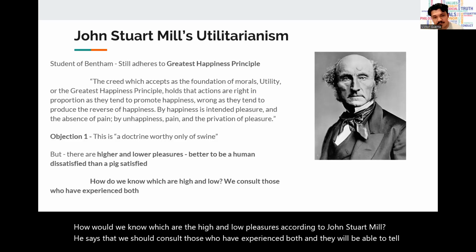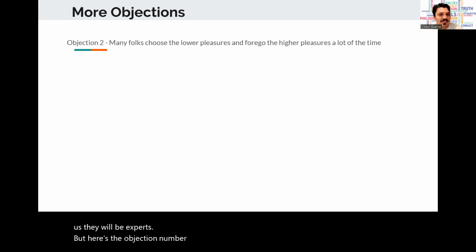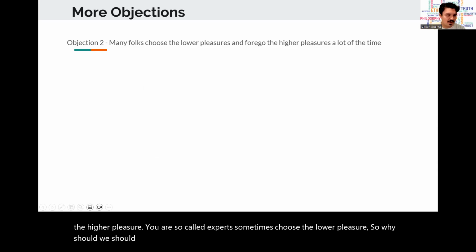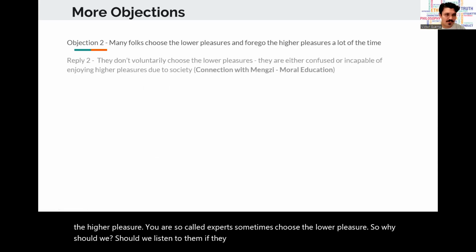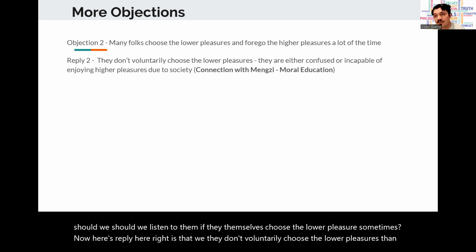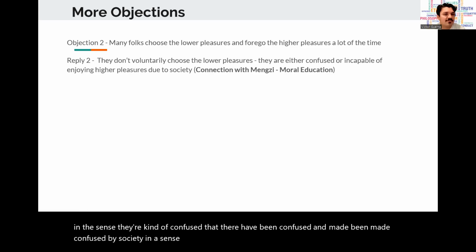They will be experts. But here's objection 2, right? Many folks still choose the lower pleasure and forego the higher pleasure. Your so-called experts sometimes choose the lower pleasure. So why should we listen to them if they themselves choose the lower pleasure sometimes? Now, his reply here is that they don't voluntarily choose the lower pleasures, that in a sense they've been made confused by society, that society has made them unable to enjoy the higher pleasures.